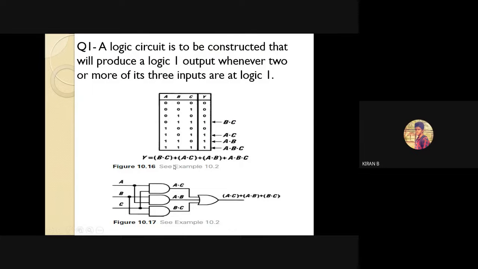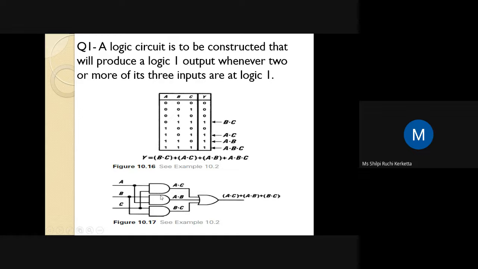Understood this part? Yes, ma'am. Here in the book, for getting the products, they have eliminated wherever we are getting a 0. They have only taken the ones. So here you will get BC, for the second case you will get AC, for the third case you will get AB, and for the last case you will get ABC. So Y will become BC plus AC plus AB plus ABC. Because in ABC everything is 1, we are eliminating this part. Or if you take AB common, then you will get 1 plus C. In simplification, 1 plus C equals 1. That's why finally we are getting AC plus AB plus BC.